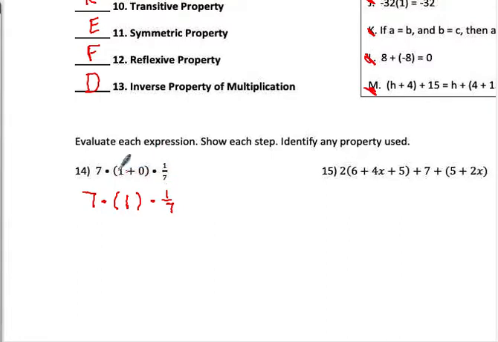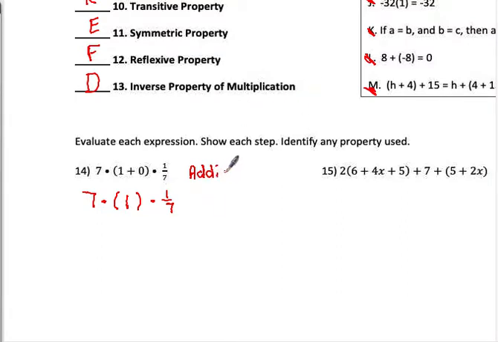We didn't just get rid of the parentheses. We actually did the operation. I did 1 plus 0. When I do 1 plus 0, what is that? Additive identity. Okay? So we did additive identity. Identity property of addition, additive identity, same thing.